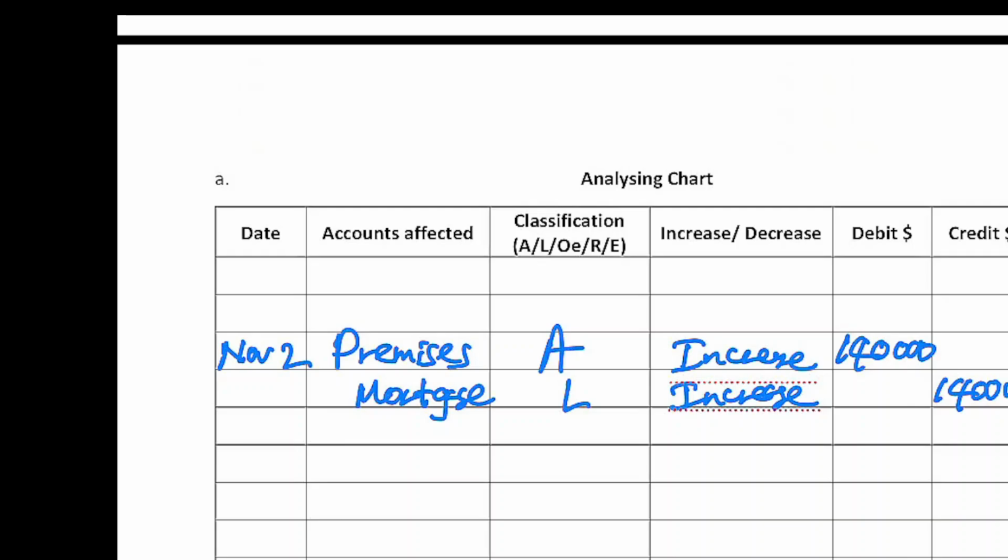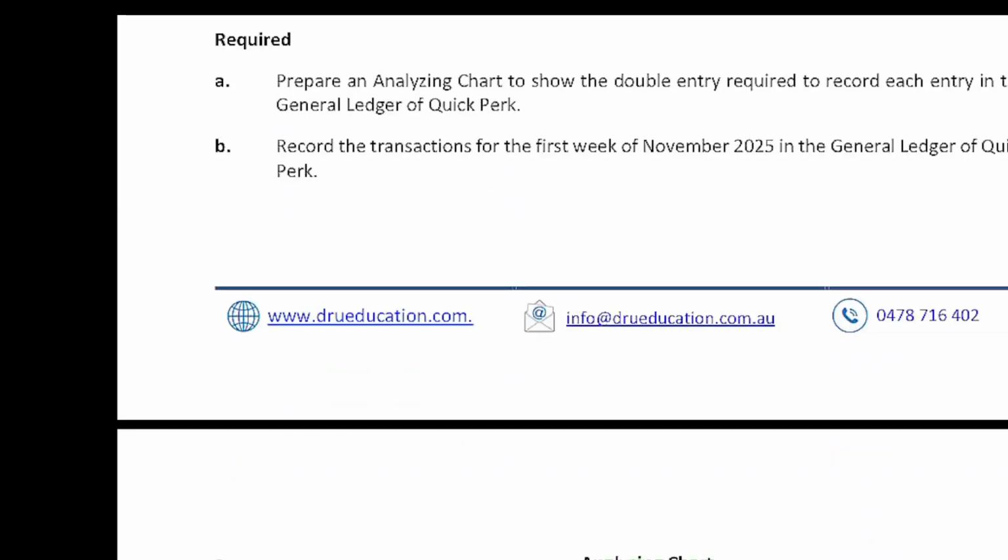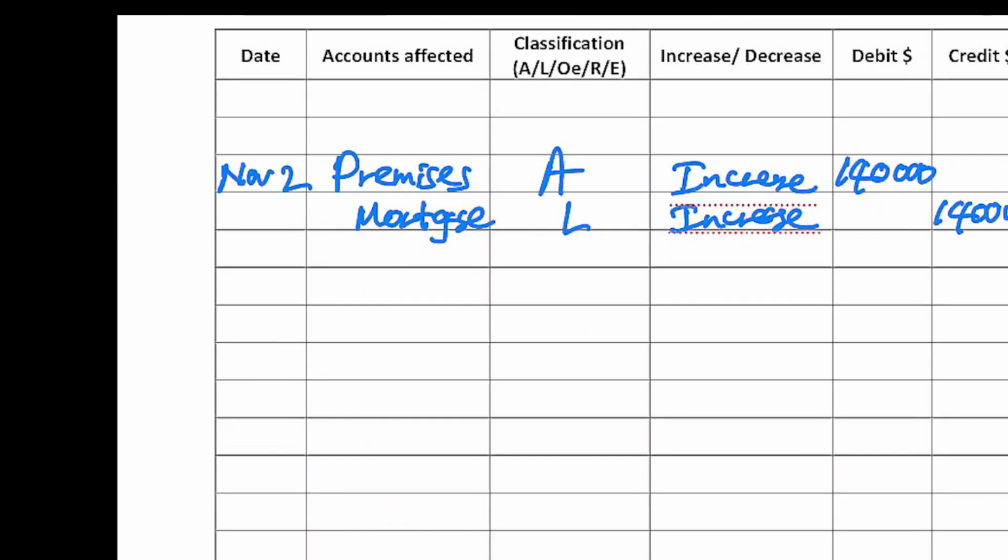Now, most of the other people have a problem with this. Did you get the other one correct? Third one? Yes. Let's go through the third one. November 3rd. What happened? Inventory. Asset. Increase. How much? 50,000.